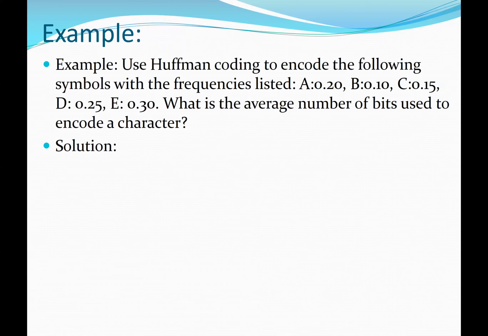So here is the example of Huffman coding. The letter A will have a probability of 20%. Letter B will be 10%. Letter C will be 15%. Letter D will be 25%. And letter E will be 30%. All right.